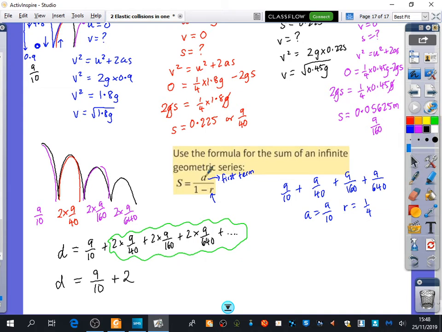Good. So the A is 9 over 40. So I'm going to put 9 over 40. And R is still a quarter. It's still being quartered each time. So it'll be divided by 1 minus a quarter.